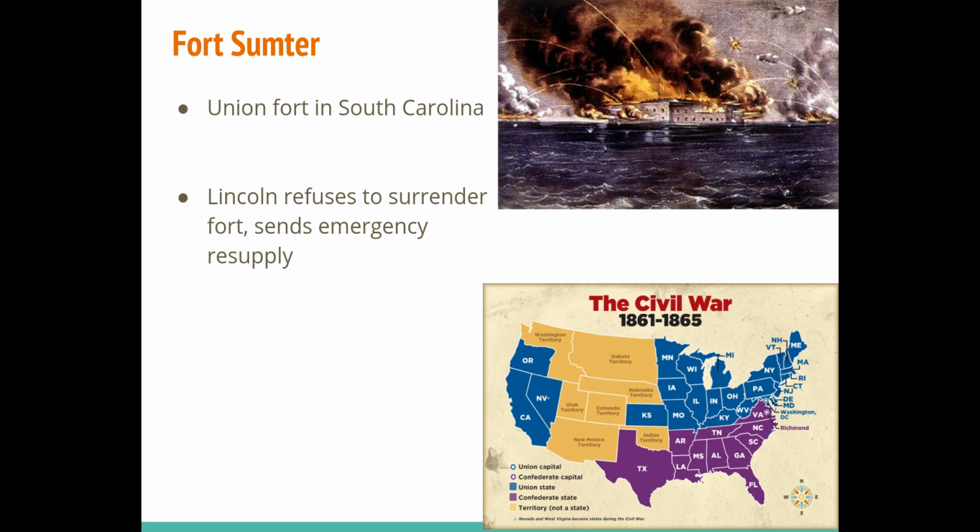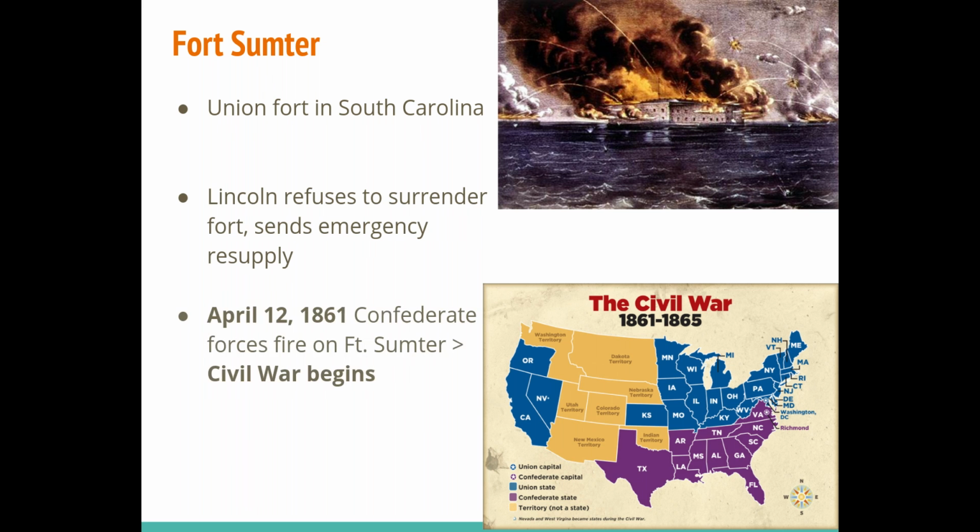And so Lincoln, when he's asked to surrender the fort to the Confederacy, says, no, I'm not going to do that. That's my property. And so he sends them an emergency resupply. He sends ships with supplies on them, supposedly no guns or ammunition, just food, the things they need. And the Confederacy is like, hey, you can't do that. That's an act of war. And he says, no, it's not. And so they start shooting.